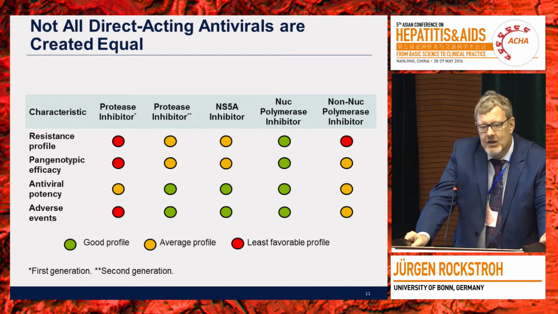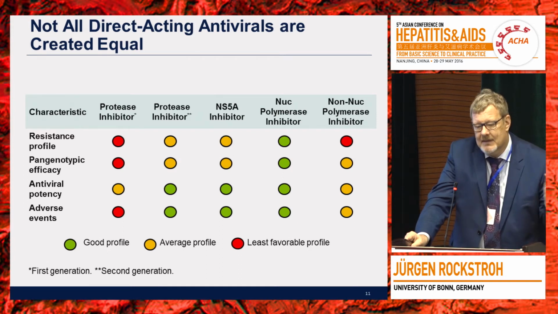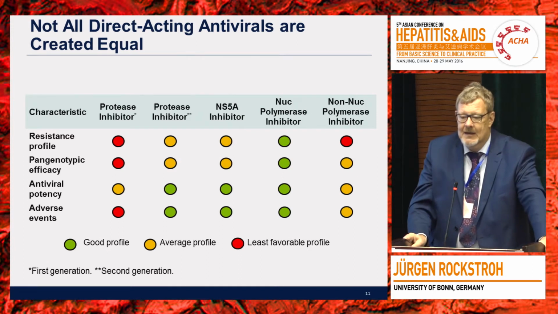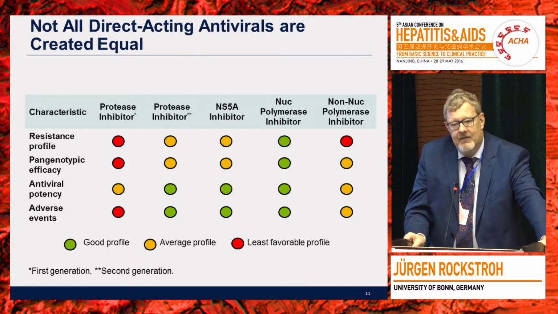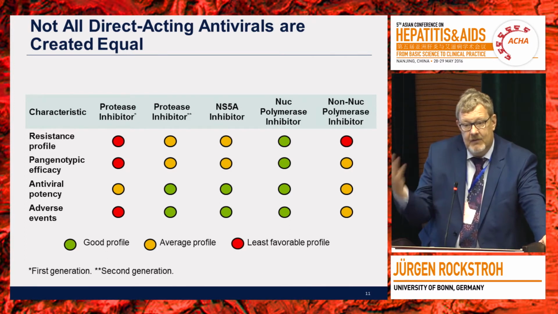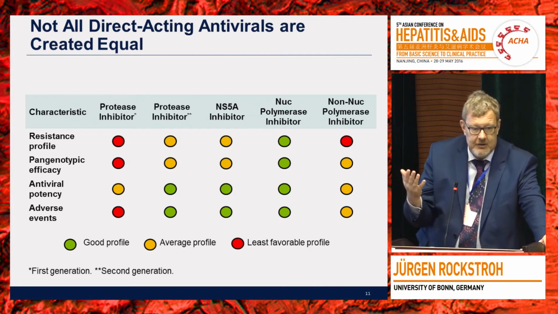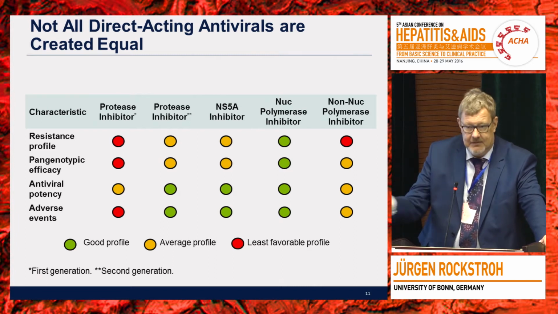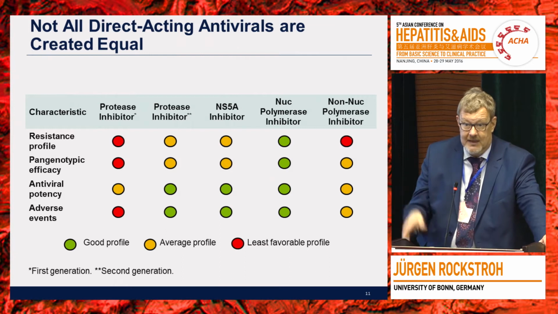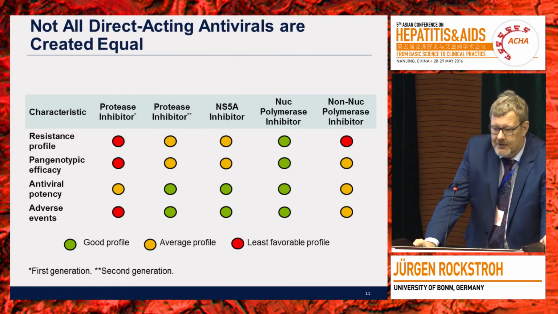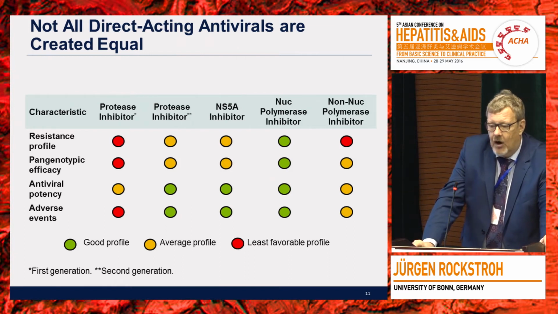So a true second-generation drug is something which works in the presence of mutations selected by a first-generation compound, and a very good example would be in the HIV field, that if you have an indinavir mutation, you would still be susceptible to darunavir, for example. That would be a true second-generation protease inhibitor. So obviously, there are huge differences.